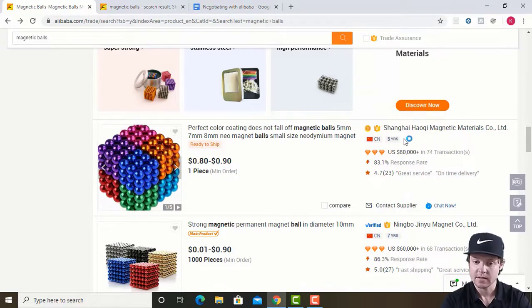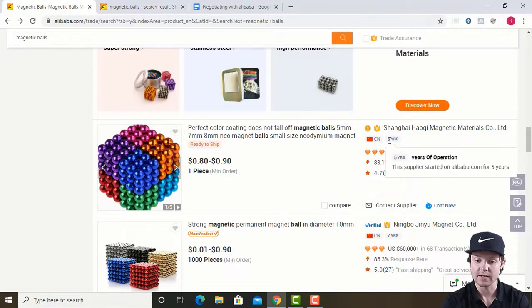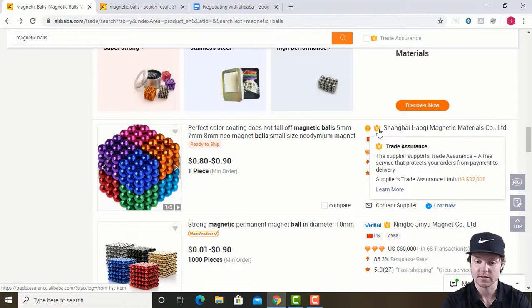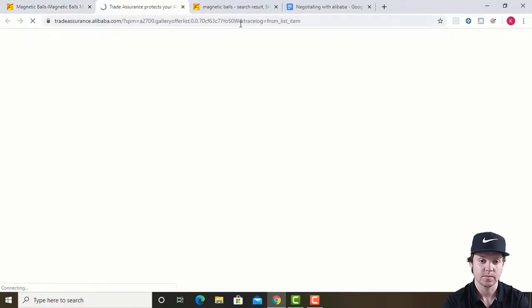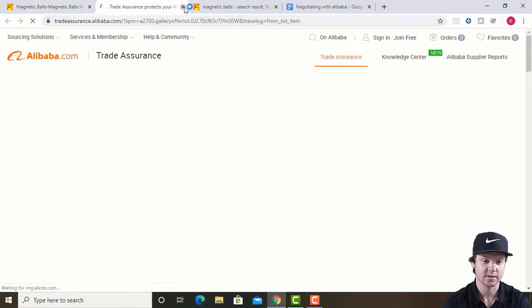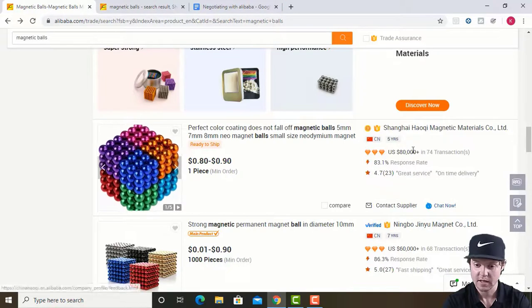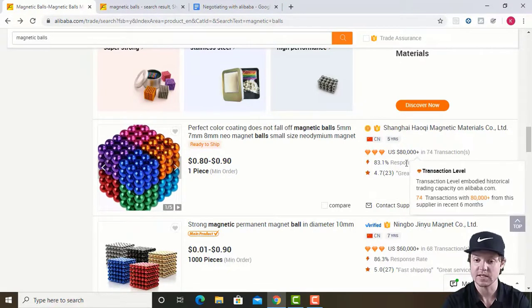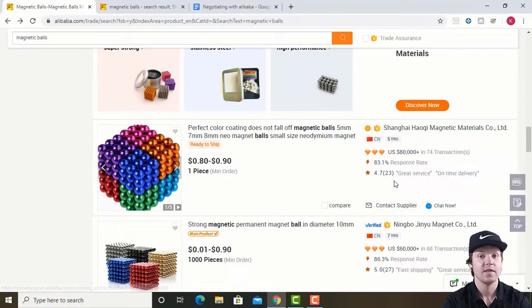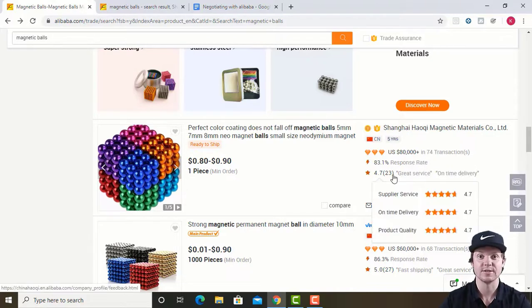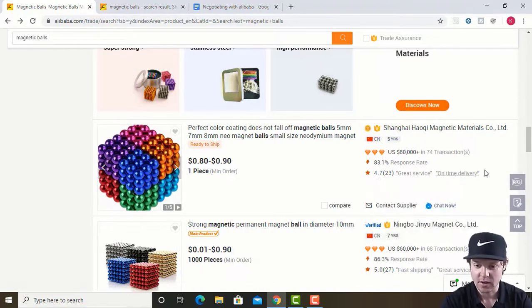So they've been going for 5 years. They got Trade Assurance. That's just telling us what Trade Assurance is. They do a decent amount of transactions. They have a good response rate, so they're responding to you, and they're not leaving you hanging for a couple days. So this is enough to look at the supplier and actually begin negotiating with them.